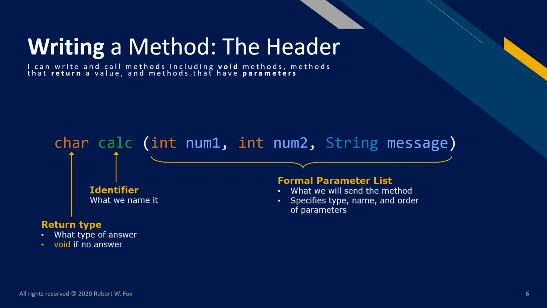It also specifies names of the parameters, so we can choose. This first parameter is an int. We're going to call it num1. The second parameter is called num2. The third parameter is called message, and then it also specifies the order. So it's going to be an int, then an int, then a string. So it's the number, the type, and the order of the parameters that we'll send the method.